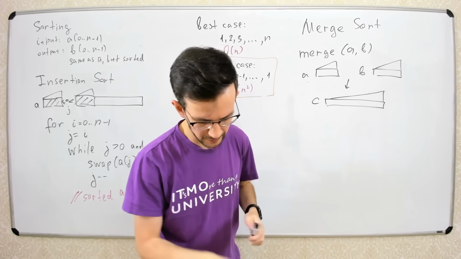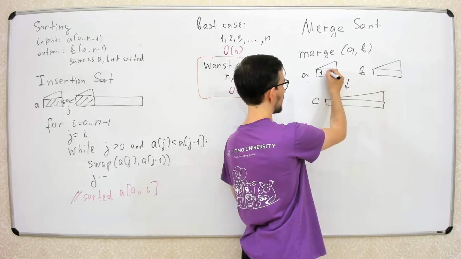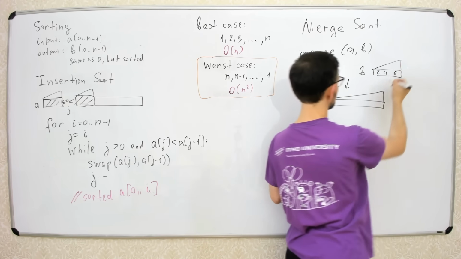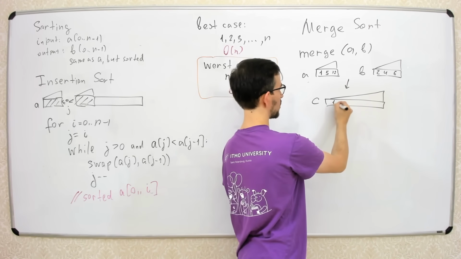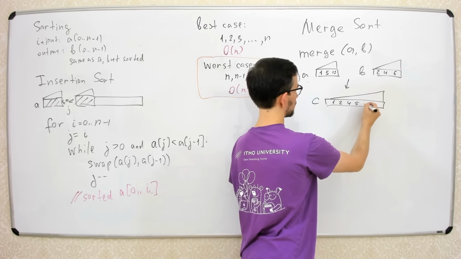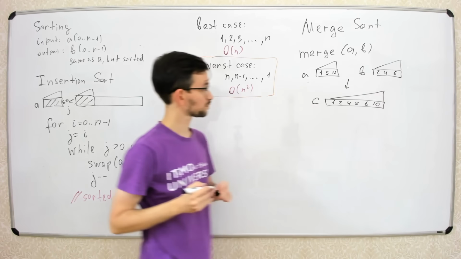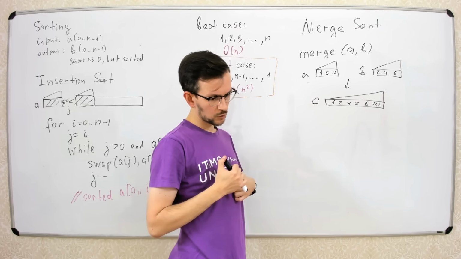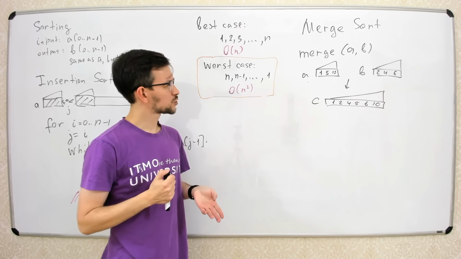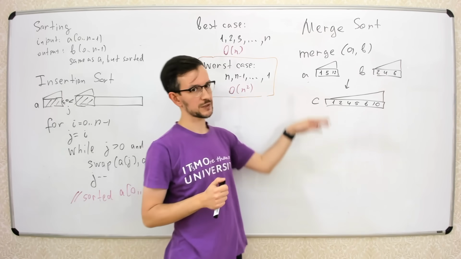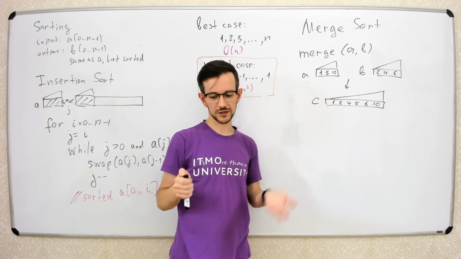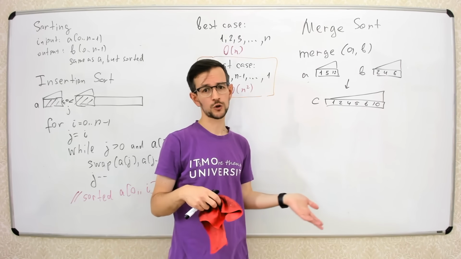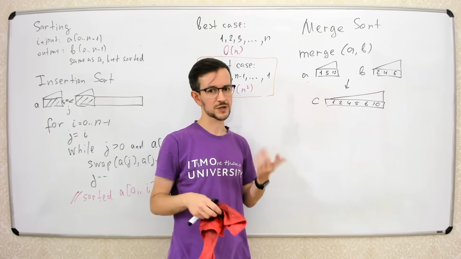So let's put some real elements here. We have some elements, say 1, 5, and 10 here, and 2, 4, and 6 here. In the end we'll have something like 1, 2, 4, 5, 6, and 10. Non-decreasing. It's a small detail. If you have non-decreasing or increasing, it doesn't affect anything else. I will say increasing, but it's actually the same if you have non-decreasing also. If you have equal elements, it doesn't affect the algorithm either.